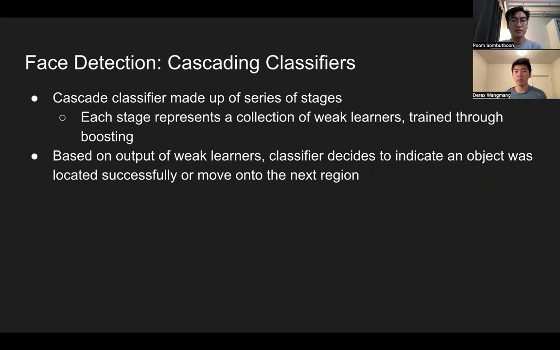And then still we're left with a ton of features, and that's the final step of the Haar cascade algorithm, to create a cascading classifier. So these are made up of a series of stages, and each stage is made up of weak learners trained through boosting. And so we're going to create a final output of a collection of weak learners that are strong together. The classifier then decides whether each object was located successfully or not in the current region, in our case being a face. And if it wasn't successfully found, we move on to the next region.